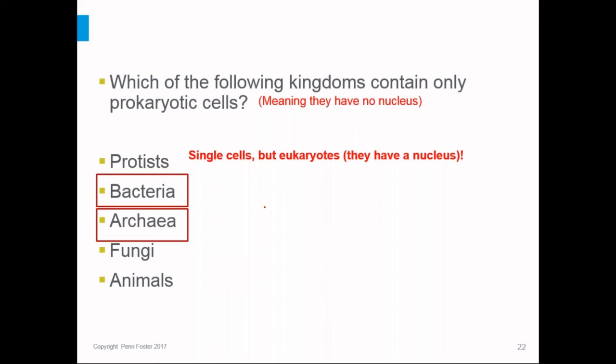And then we have fungus and animals, which are both multicellular eukaryotes. They're not part of the options there. So that actually brings us to the end of that section.